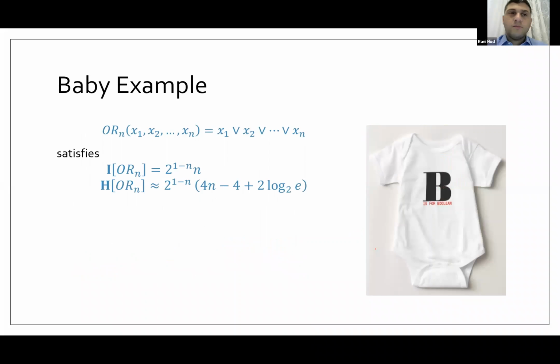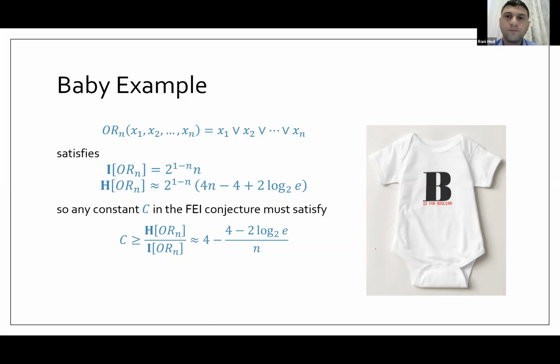Let's do some baby example of a lower bound. So we take the OR function, but instead of 2 variables, we now take n variables. We can compute the influence and the entropy. This function is very, very not balanced. It's almost always true. So the influence, as you can see, is very small, and also the entropy is very small. But if you take the ratio, you get something that is almost 4, just slightly below 4.